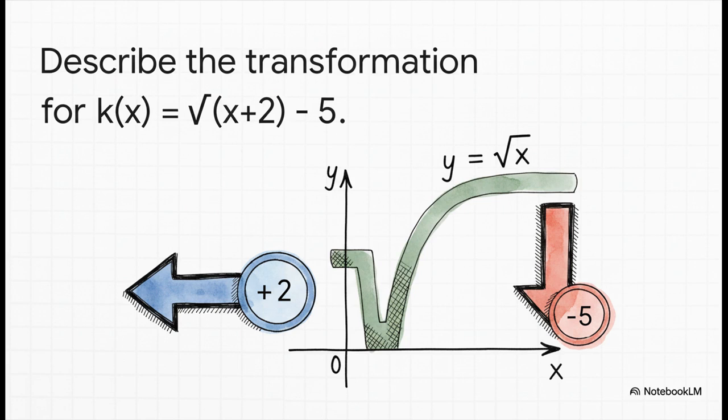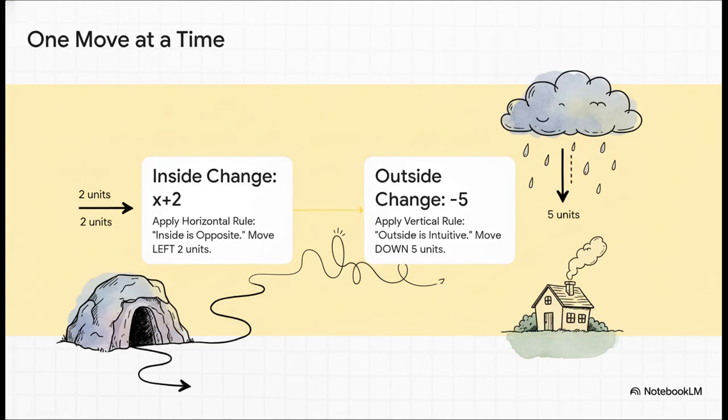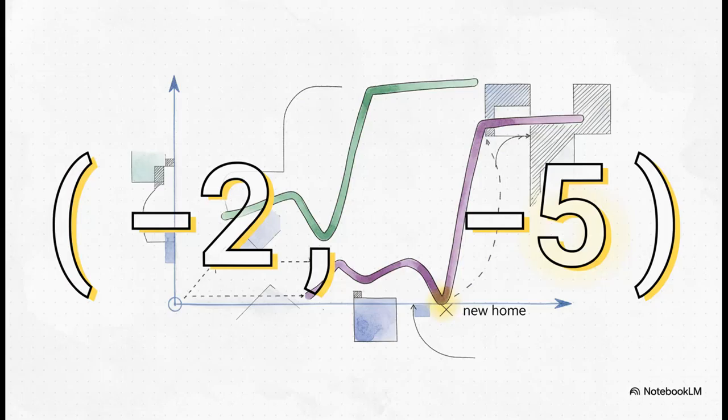Okay, let's try a more challenging one. Here we've got a square root function, and you can see it's being pulled in 2 different directions, both horizontally and vertically. So where do we start? You just take it one piece at a time. First, you look inside the function. We see x plus 2. Inside is opposite, so the opposite of plus is a shift to the left by 2. Then you look outside. We see a -5. Outside is intuitive, so minus just means down 5. And the end result, the original starting point of that square root graph, which was sitting at the origin, 0, 0, has now moved to its new home, -2, -5.